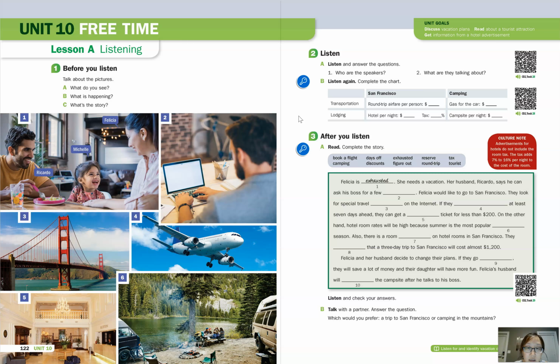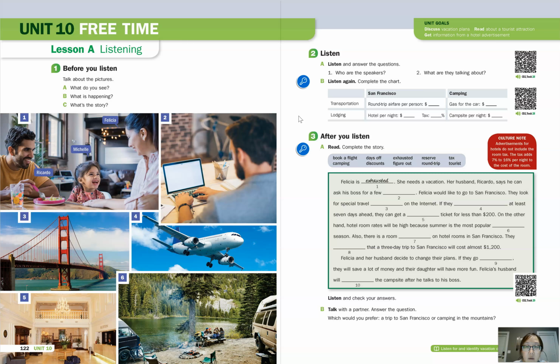Let me ask another question. So this one's pretty simple, but how old is their daughter? Okay, so you can say she is 6 years old.